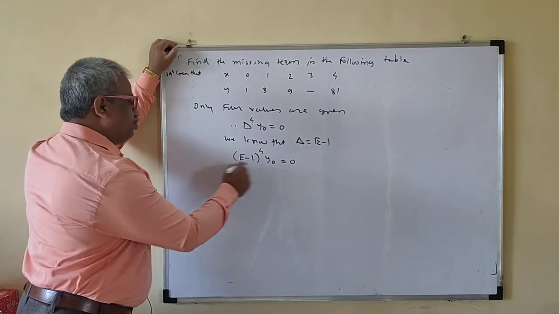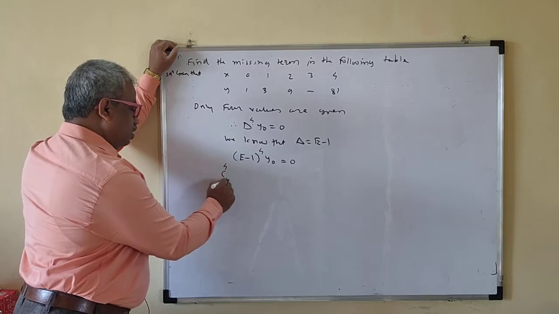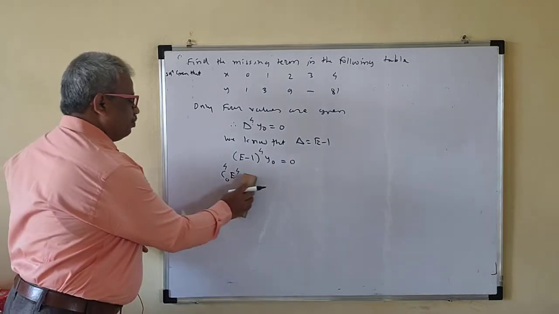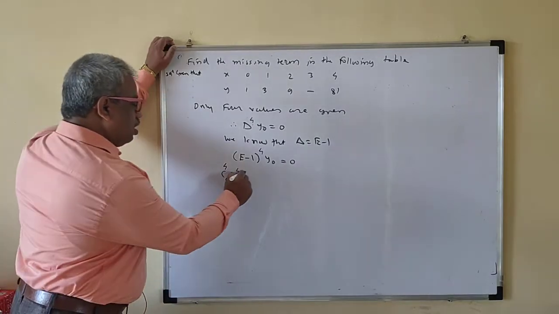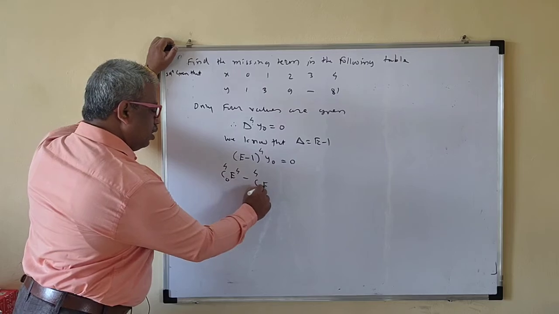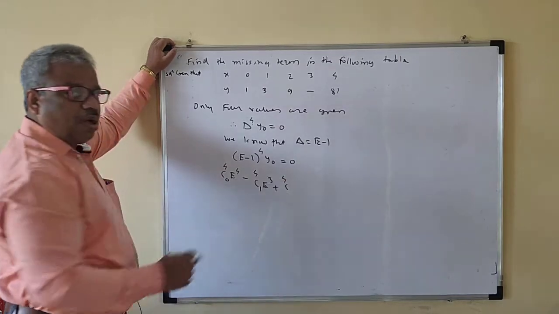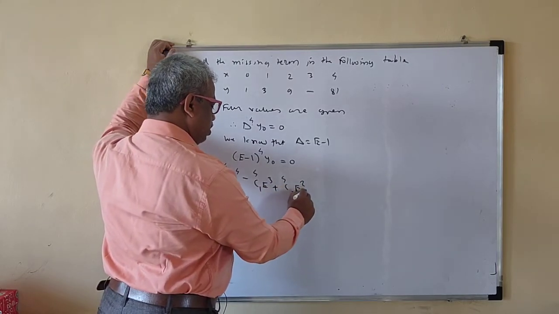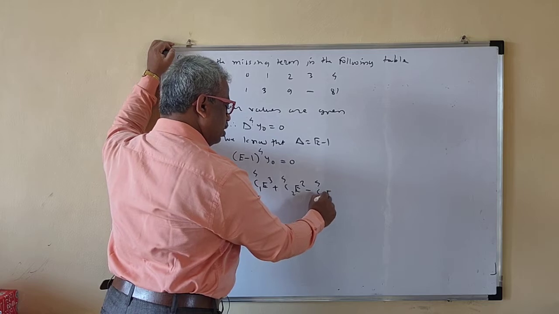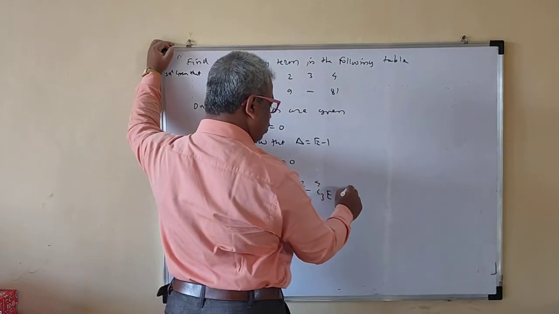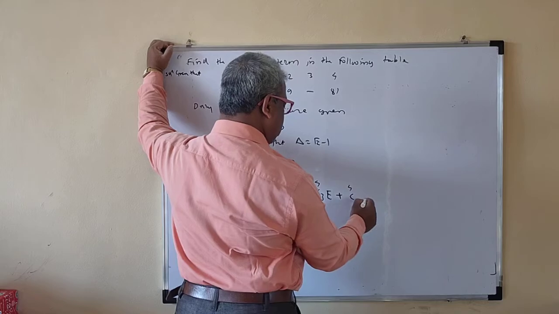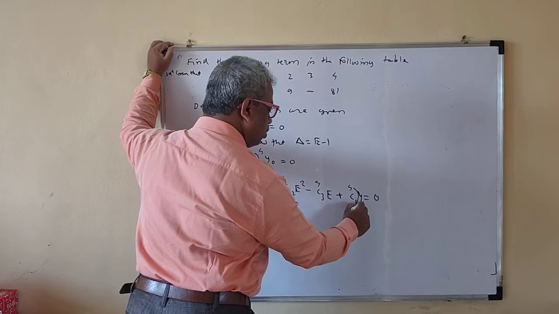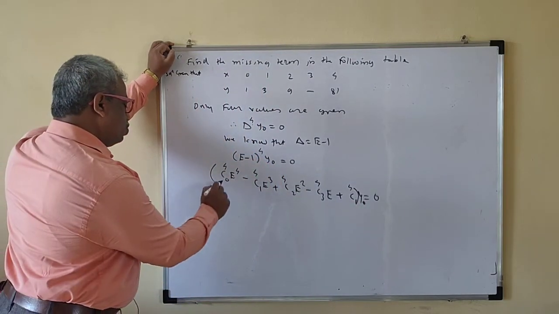So we'll expand this with the help of the binomial theorem. 4c0 E raised to 4. Alternate plus minus should be there because there is a minus. So minus 4c1 E cube plus 4c2 E square minus 4c3 E plus 4c4. You reduce the power of E, so E raised to 0 is 1. All of y naught. Now 4c0 is 1.